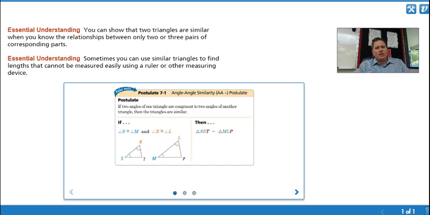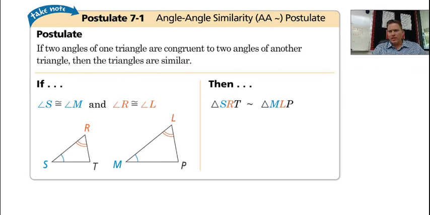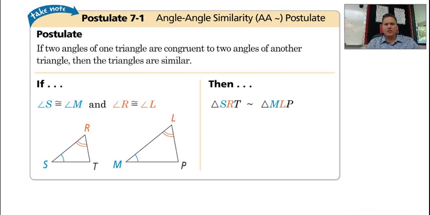So our essential understanding, you don't need to write this down, but what we're trying to do in this video is to show you that two triangles are similar when you know the relationships between only two or three pairs of corresponding parts. And our essential understanding is sometimes you can use similar triangles to find lengths that cannot be measured easily using a ruler or other device. Okay, so what we are going to write down though is this right here, our key understanding.